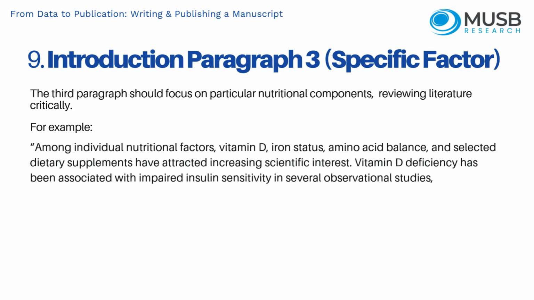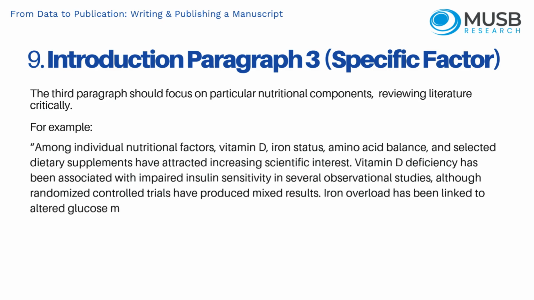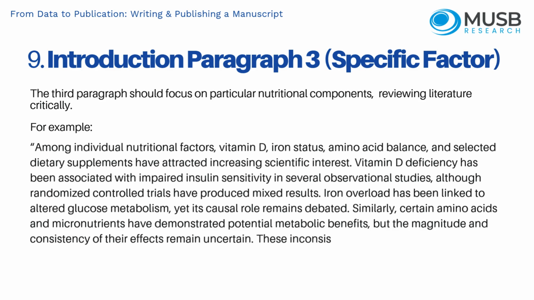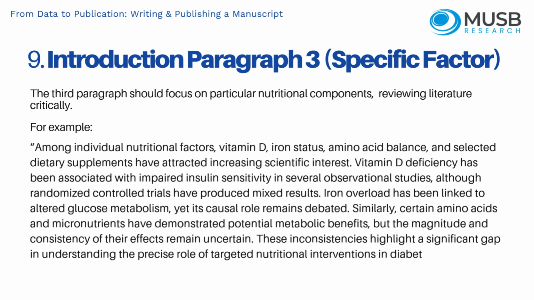Vitamin D deficiency has been associated with impaired insulin sensitivity in several observational studies, although randomized controlled trials have produced mixed results. Iron overload has been linked to altered glucose metabolism, yet its causal role remains debated. Similarly, certain amino acids and micronutrients have demonstrated potential metabolic benefits, but the magnitude and consistency of their effects remain uncertain. These inconsistencies highlight a significant gap in understanding the precise role of targeted nutritional interventions in diabetes prevention and management. This final paragraph is the bridge into the results section.